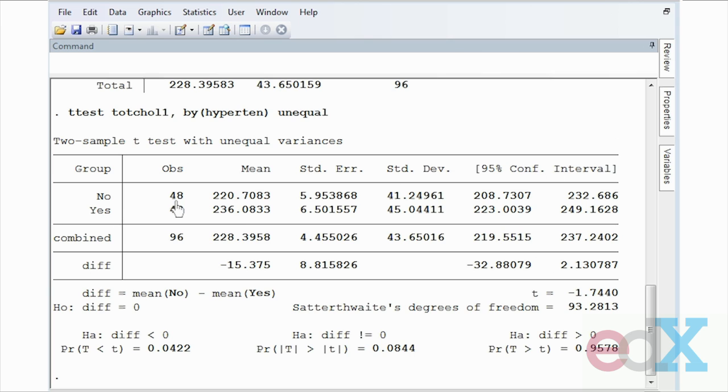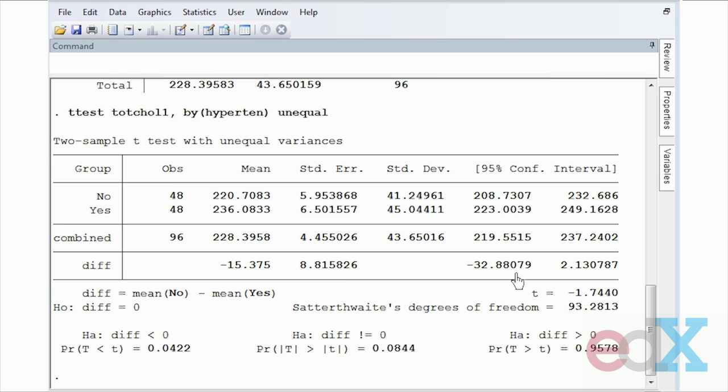For the first group, the mean was 220, as we saw before. For the second group, the mean was 236, as we saw before. And the combined mean was 228. Now, here are the differences. If we look at the differences, that would be 220 minus 236, and so on. There it is, 15.375. Those differences have a standard error of 8.81.